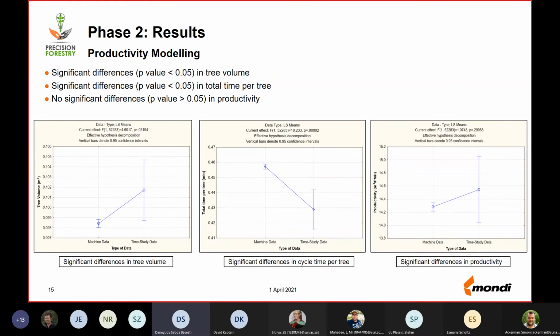Let's look at the results for productivity modeling. What we found is significant differences in both tree volume and total time per tree between machine data and time study data. However, when we model productivity, we found no significant differences in productivity between machine data and time study data.